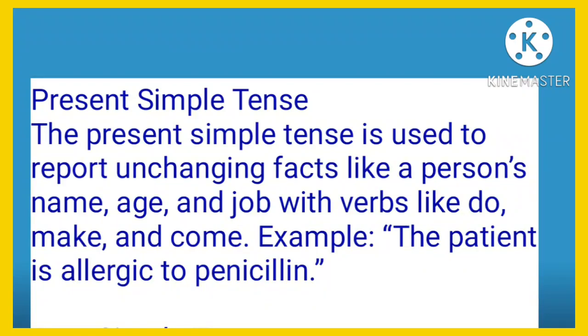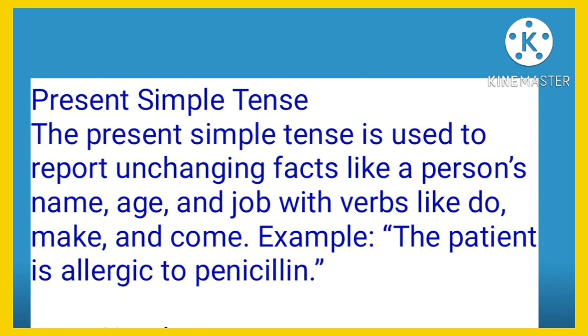How to use tenses in OET writing. 1. Present simple tense. The present simple tense is used to report unchanging facts like a person's name, age, and job with verbs like do, make, and come. For example, the patient is allergic to penicillin.